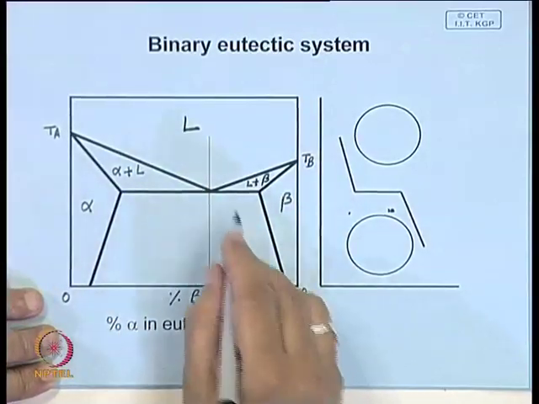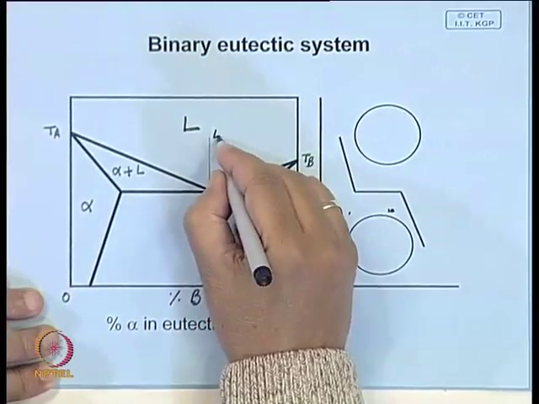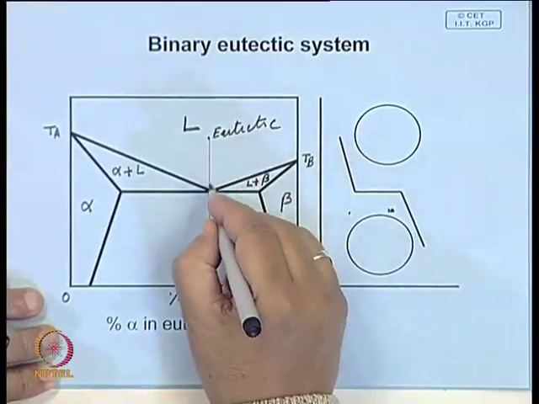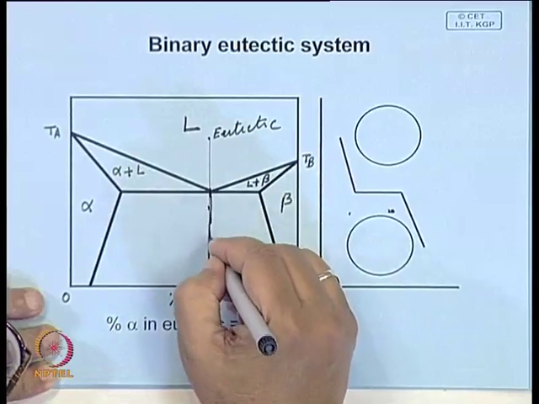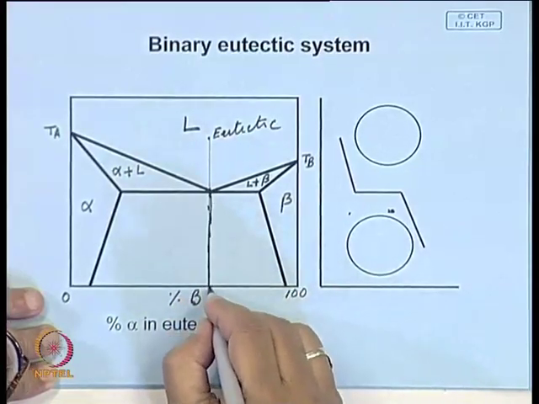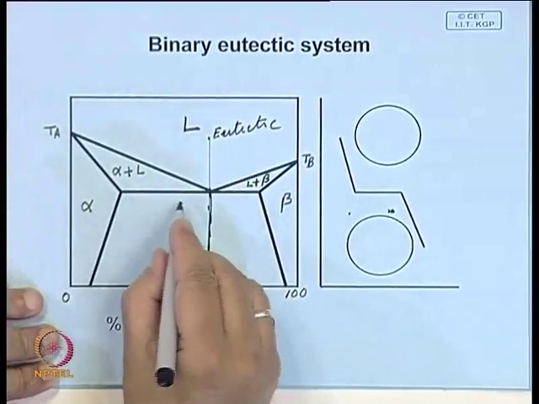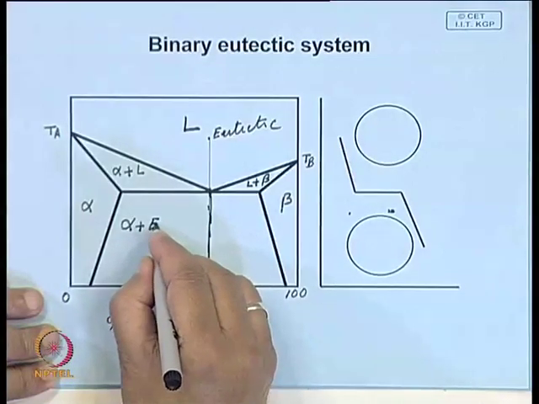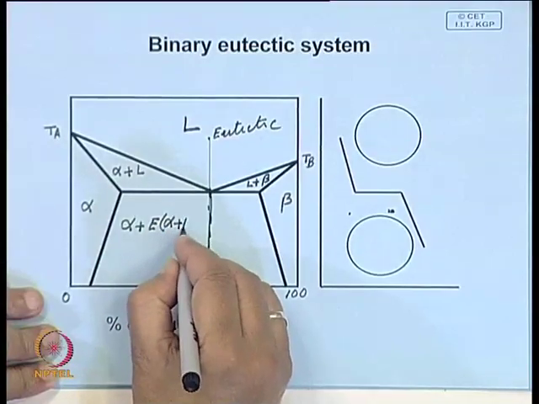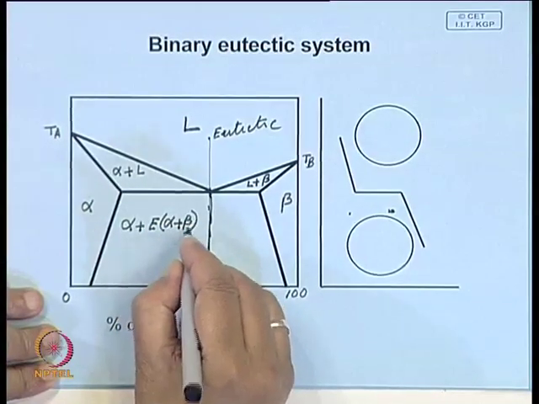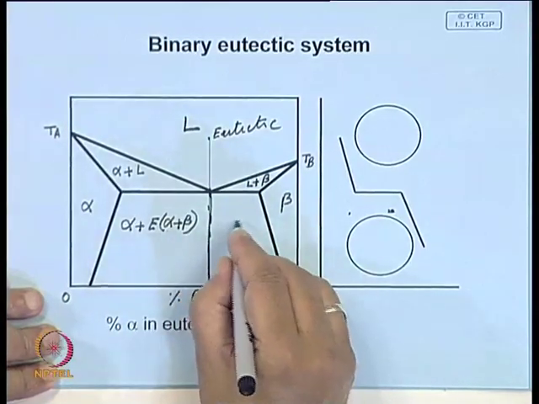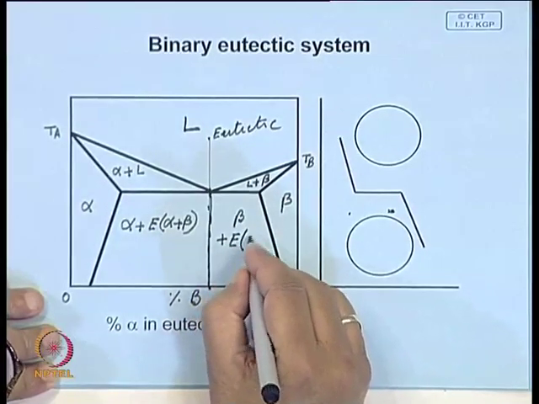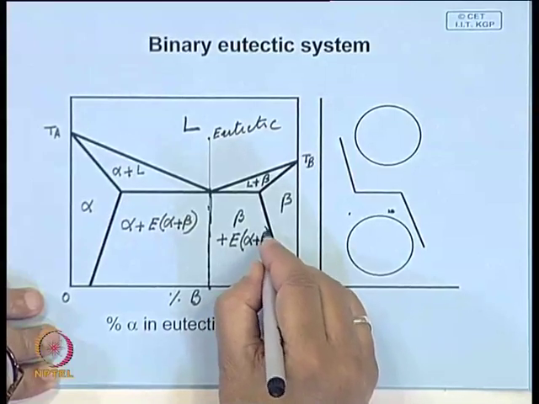So here, in this case, this is the eutectic. This line represents the eutectic alloy. I will draw it by a dotted line. This is a eutectic alloy. The microstructure of this part will be alpha plus eutectic, which we will come to later, which consists of both alpha and beta, a mixture of alpha and beta. And in this part you will have primary beta plus eutectic consisting of alpha and beta.